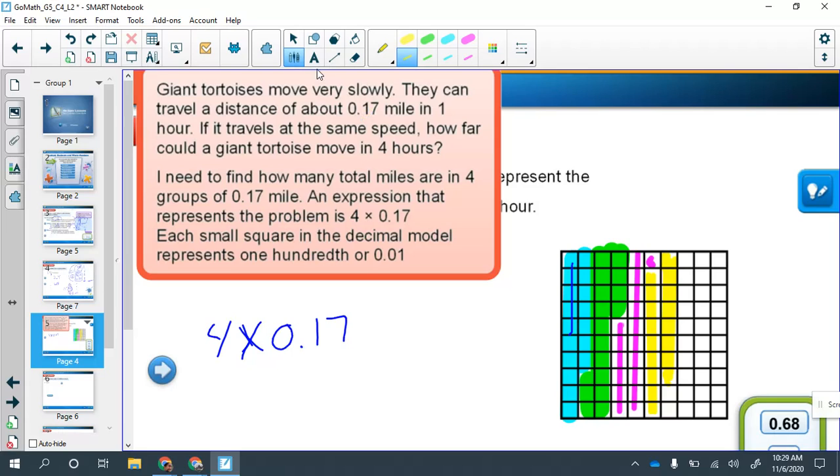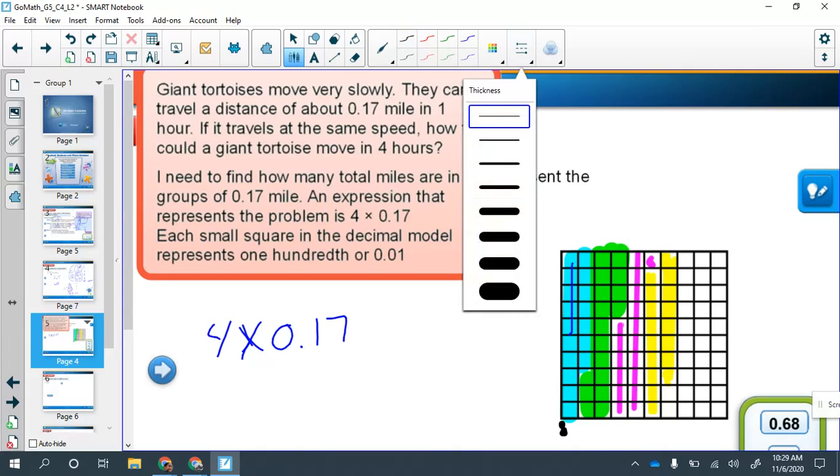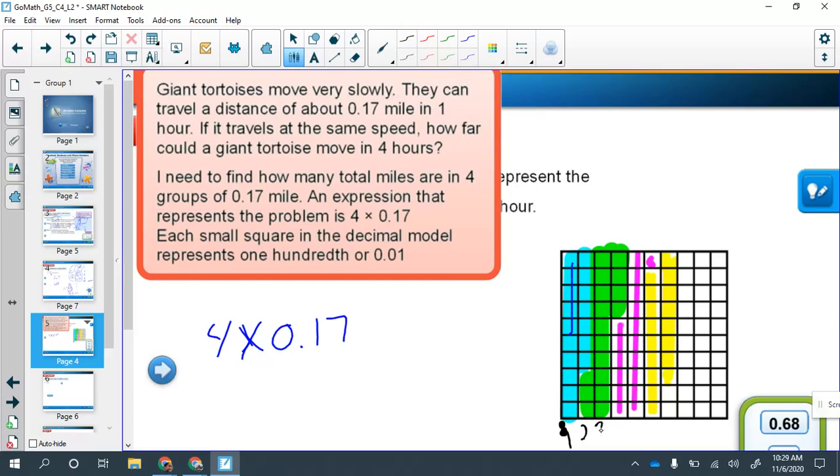Now what I would do is look at that model and say, well, what does it equal? What's the answer? Well, I have 1 tenth, 2 tenths, 3 tenths, 4 tenths, 5 tenths, 6 full tenths. So I have a 6 in the tenths place. And then over here, I am missing these 2, which means that I have 8 hundredths in that column. And so 4 times 17 hundredths is 68 hundredths.